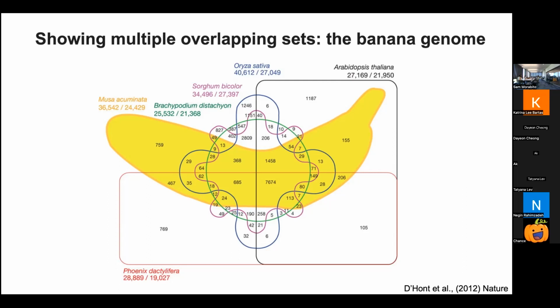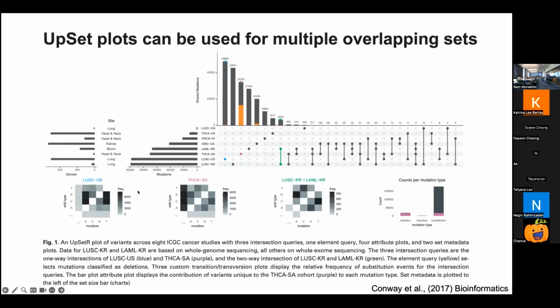Maybe this is my hot take, but you shouldn't do Venn diagrams for more than 3. 3 is where it maxes out. They should have done this, which is an upset plot, and this maybe at first looks more complicated, but I assure you it is a lot simpler.